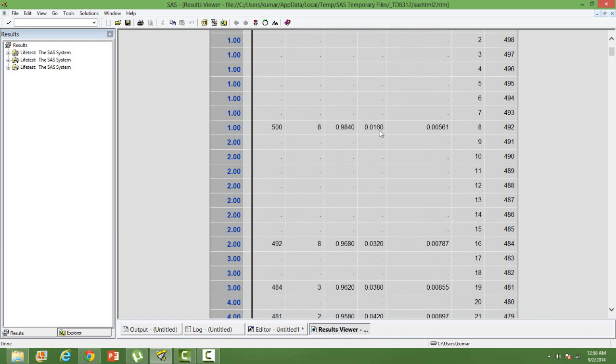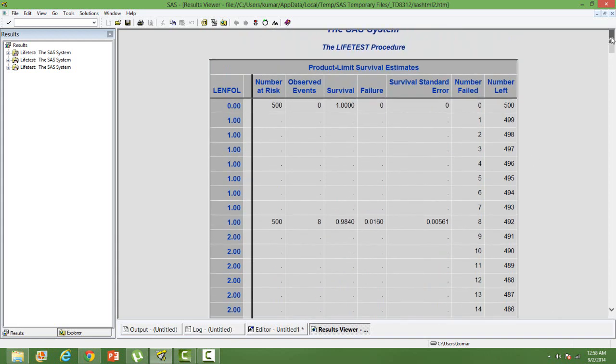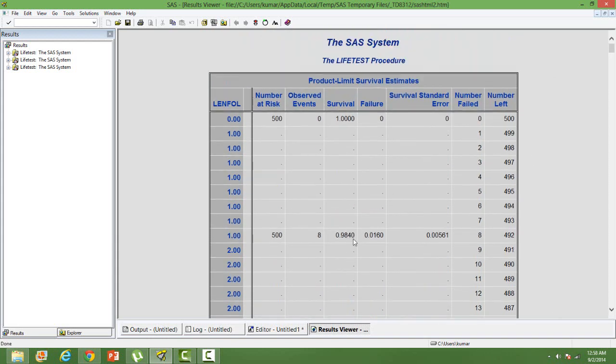And then there is a corresponding failure also. Failure means your death. It's the complementary. It's just 1 minus 0.984, which is your 0.016. So your failure rate is like 1 minus your success rate or your survival rate.